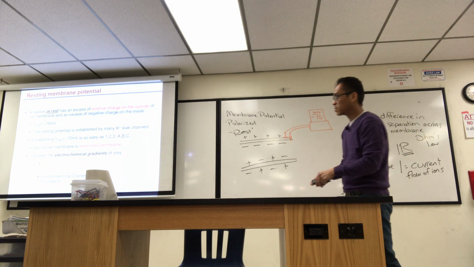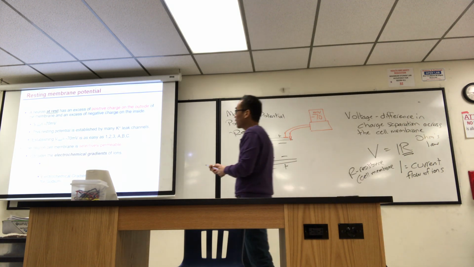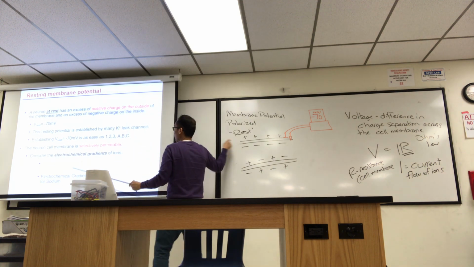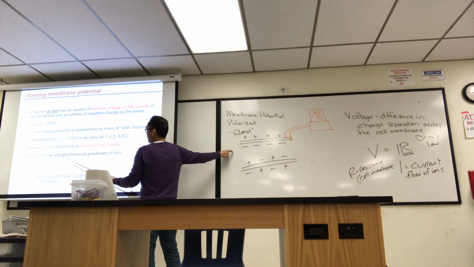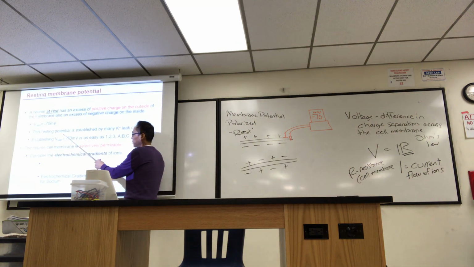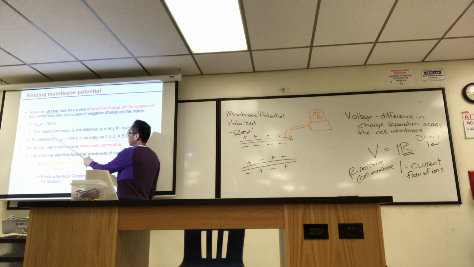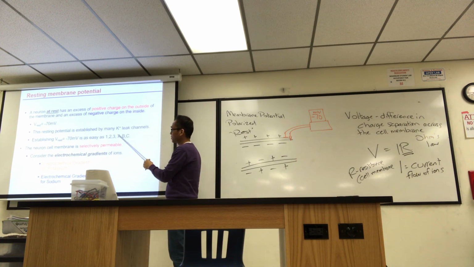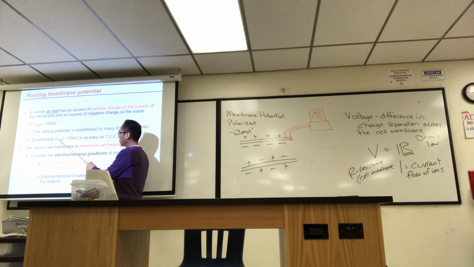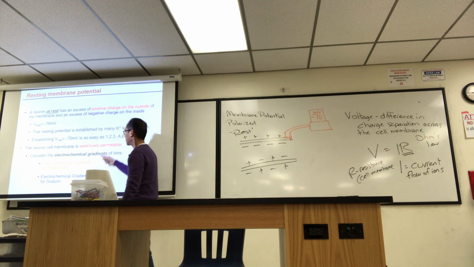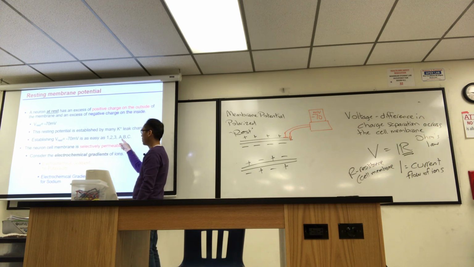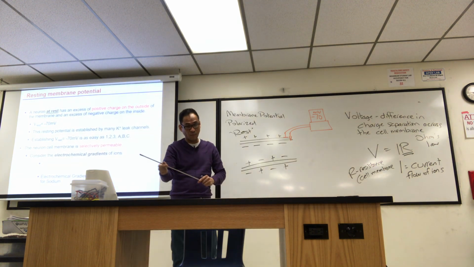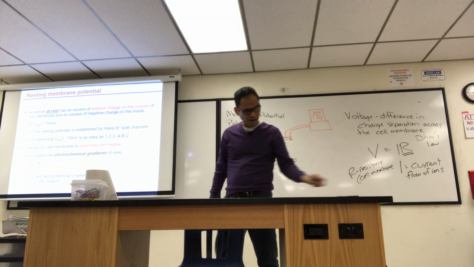All right, so a neuron at rest has an excess of positive charges on the outside, as I've drawn here, and an excess of negative charges on the inside, as I've drawn there. And we measure that to be negative 70. This resting potential is established by many potassium leak channels. Establishing rest, this negative 70, is as easy as 1, 2, 3, A, B, C. And I kind of use this as a memory jogger for myself to remind you what I taught before. We'll go through that.